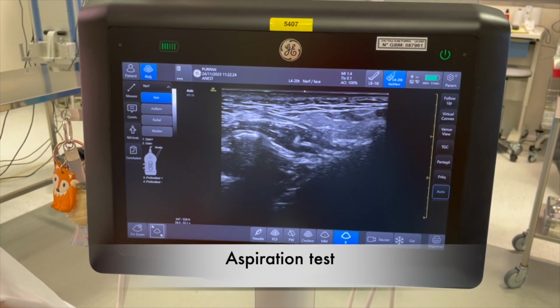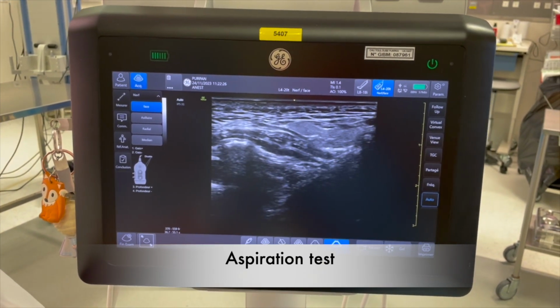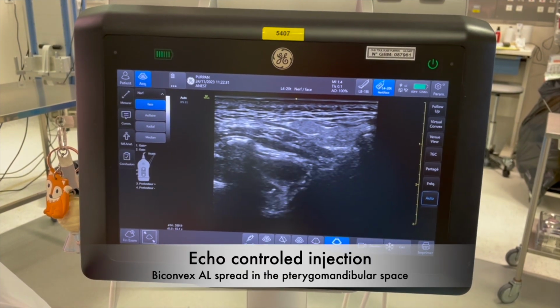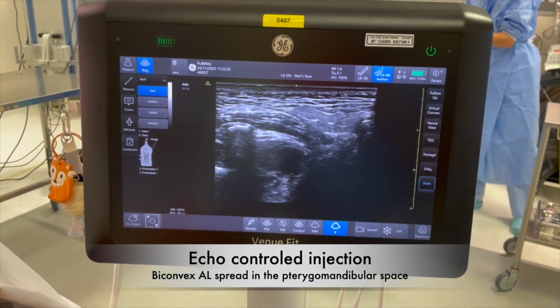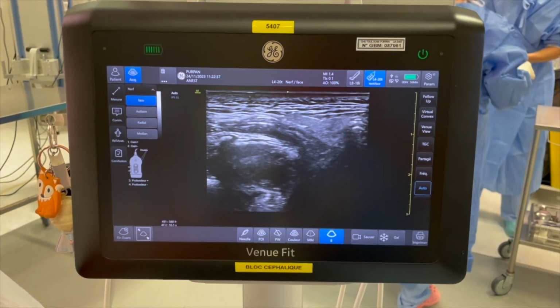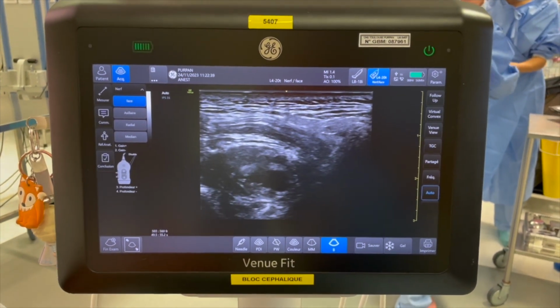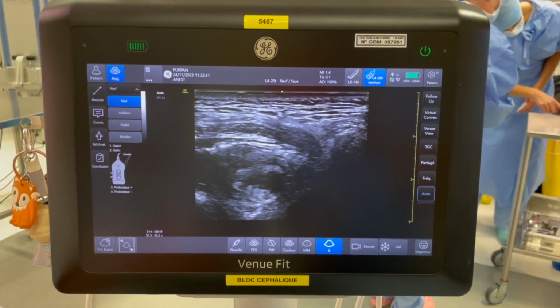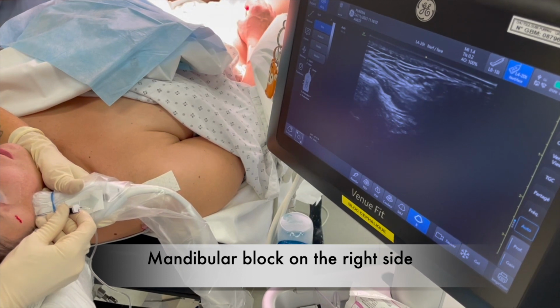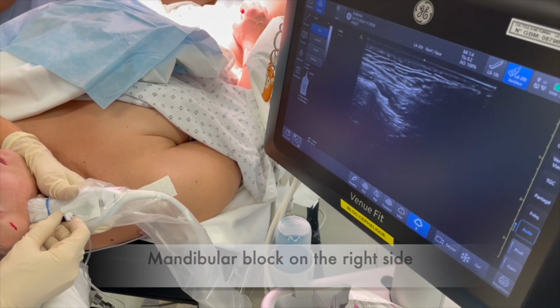The needle progression is visualized, followed by an aspiration test and fractional injection of local anesthetic to achieve a biconvex lens dissection of the pterygomandibular space. 5 ml of narrowpin are injected in both sides. Similarly, a right mandibular block is performed on the patient.